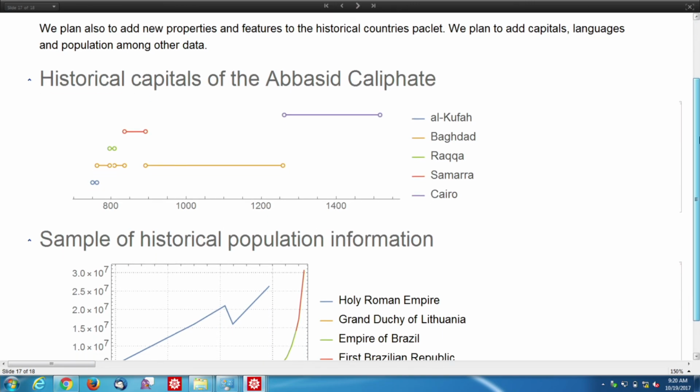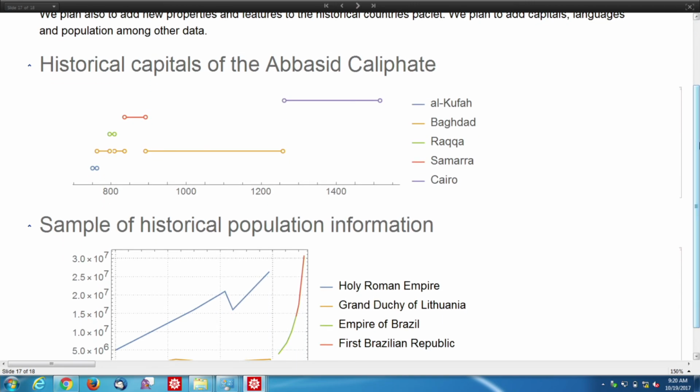Finally, these are the properties we are now adding to historical countries. Regrettably, we don't have much data on population, because it would be great to have more about this and compare it with the areas and the capitals. Okay, I'm over time.